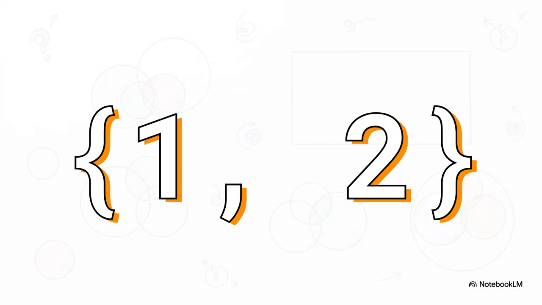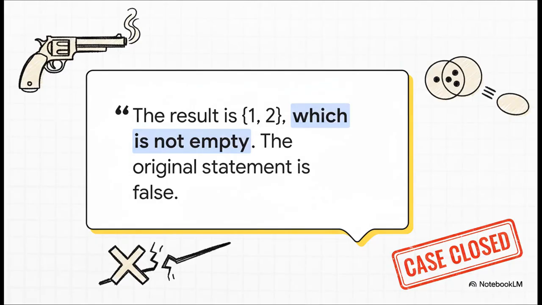And now for the final move. We take our set A, which is {1, 2}, and we intersect it with that complement we just figured out, {1, 2, 4, 5}. So, what do they have in common? Well, look at that. They have {1, 2} in common. And that is definitely not the empty set. And there it is, the smoking gun. We were told the result would always be empty, but we found a case where the result is {1, 2}.